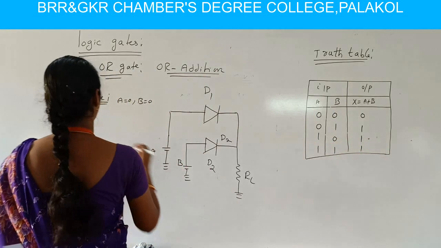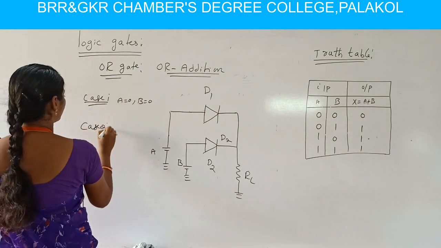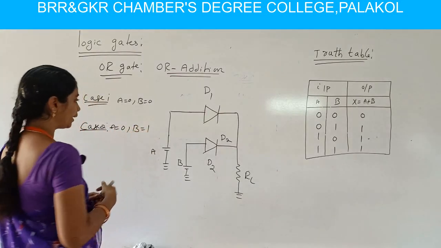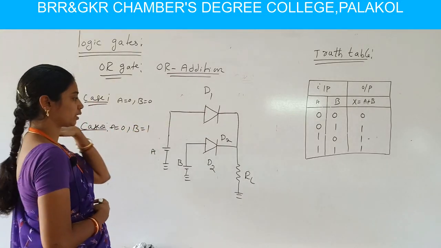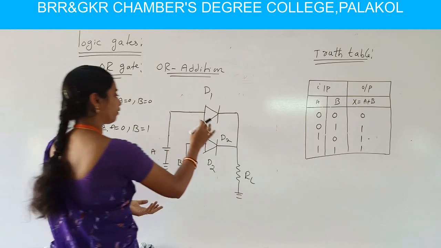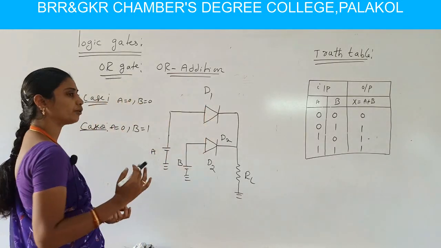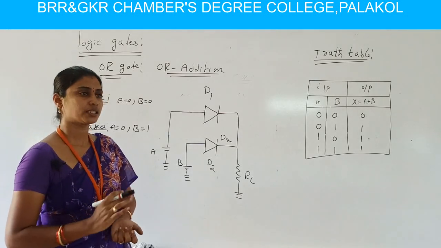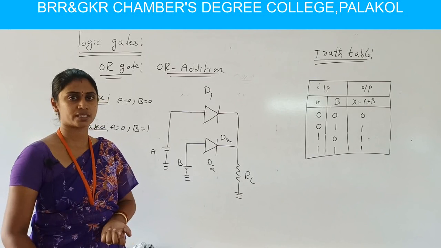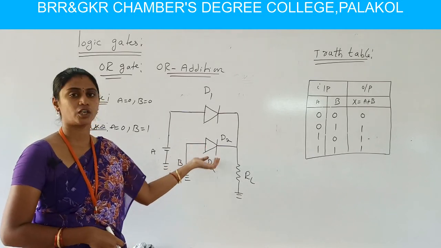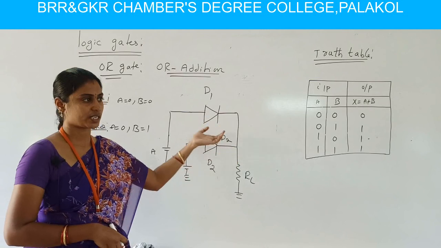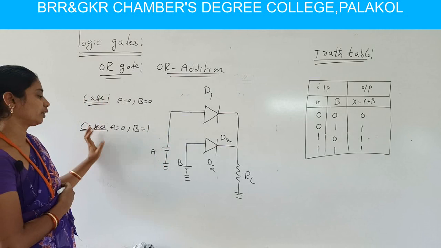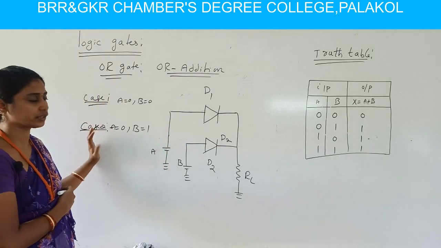And case 2. In this case 2, we consider A is 0 and B is 1. It means diode D1, which is at 0, is in non-conducting state and D2 is in conducting state. Diode in conducting state means current is flowing through the diode, which is in forward bias. Whenever the diode is in forward bias, current flows through the diode and the resistance is low. It means the bulb glows in the circuit. Then in case 2, we have the output as high.